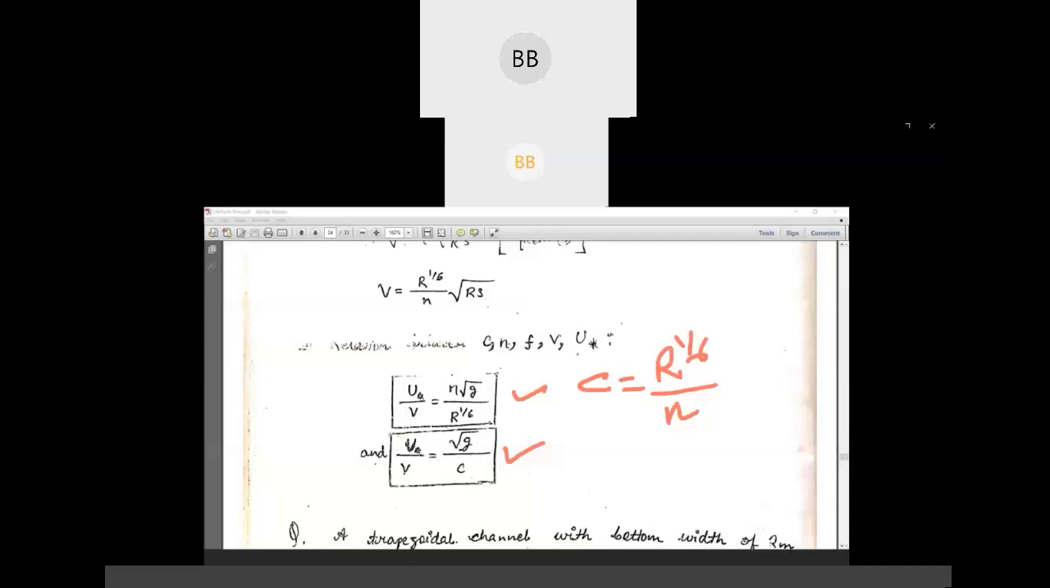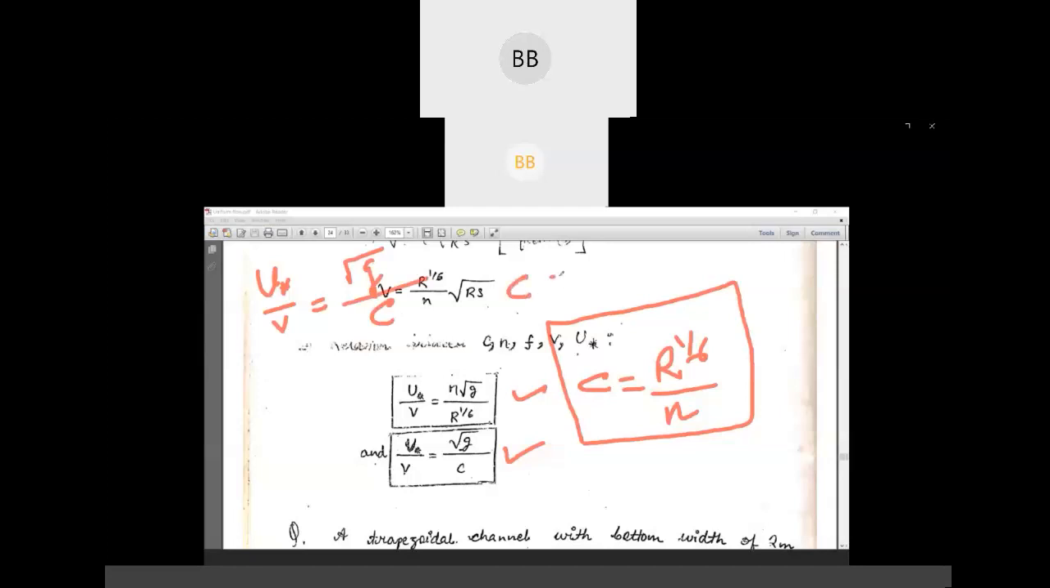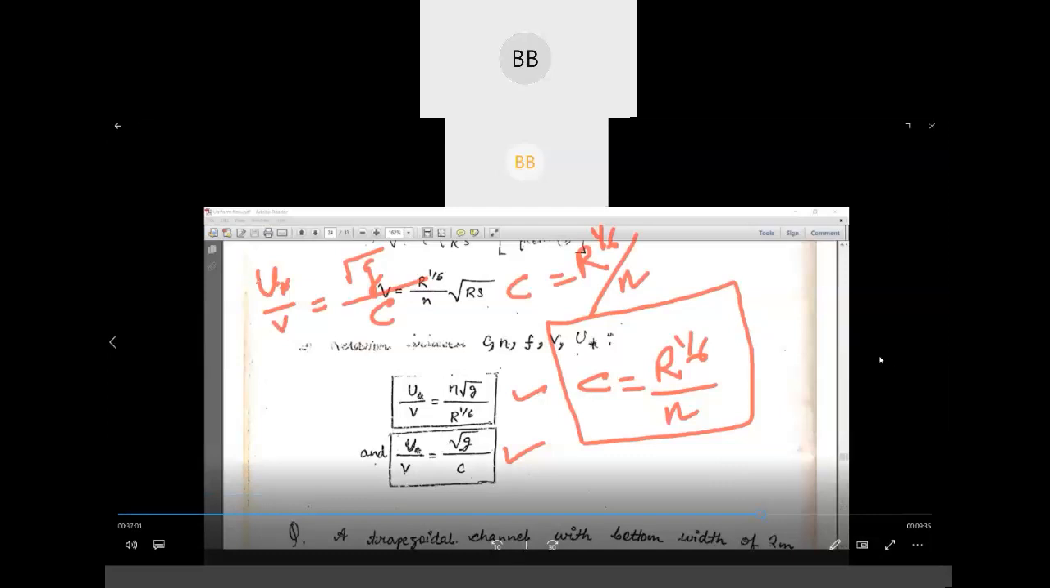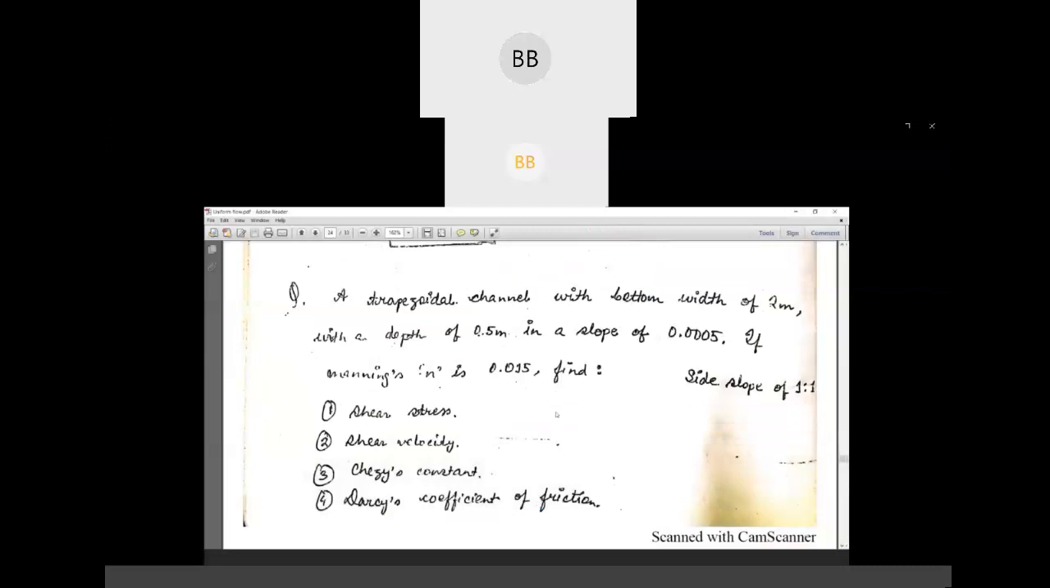So this constant is equal to R to the power 1/6 divided by n. And this is nothing but your shear velocity divided by velocity, which is equal to root over g divided by C. And in place of C, we can write R to the power 1/6 divided by n. So using those equations, we are going to solve one numerical. This is the last numerical for this chapter.